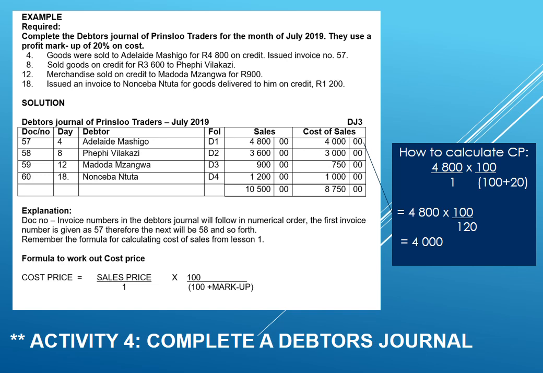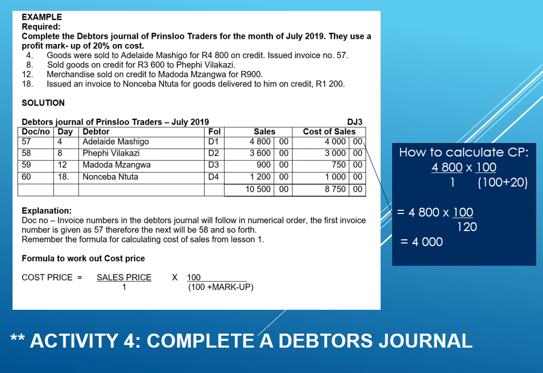Right. Here is a follow-up or an extension of what we've discussed on the previous slide, and this is an example of a debtors journal, transactions that need to be recorded in a debtors journal. So what do they ask from us here? It says there, complete the debtors journal of Prinsloo Traders for the month of July 2019. They use a profit markup of 20% on cost. So you will obviously need that information in order to calculate your cost price in this regard.